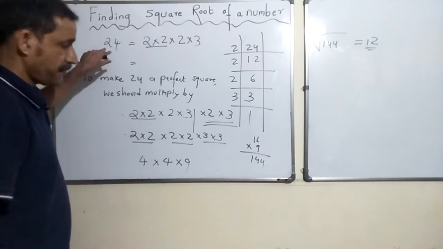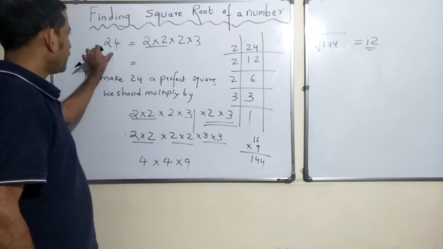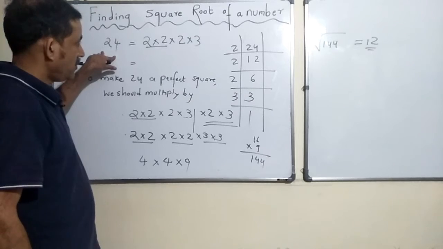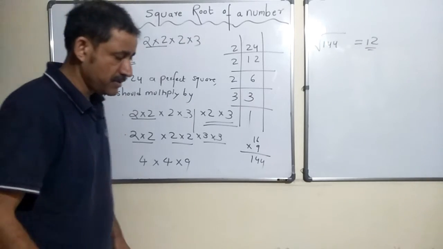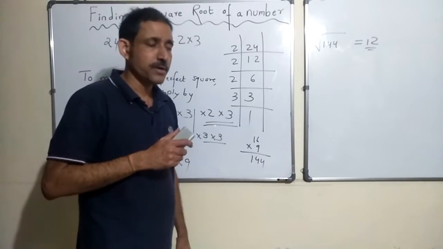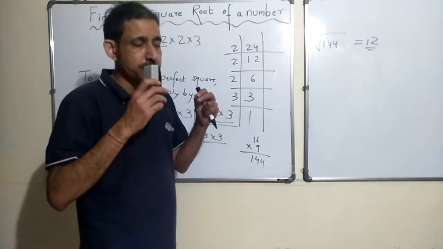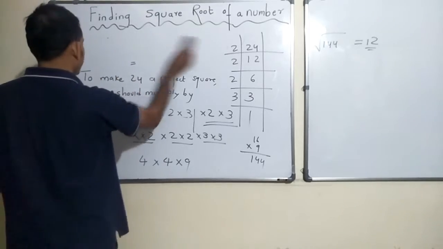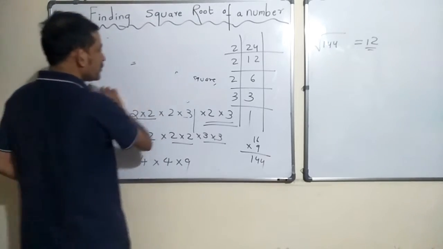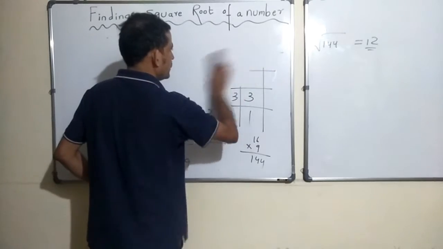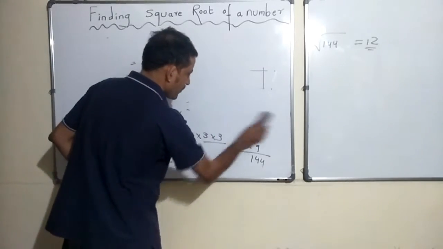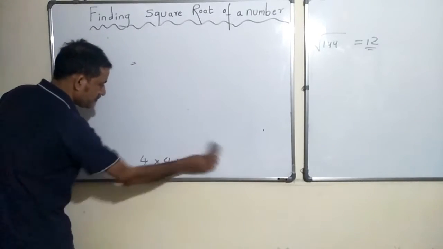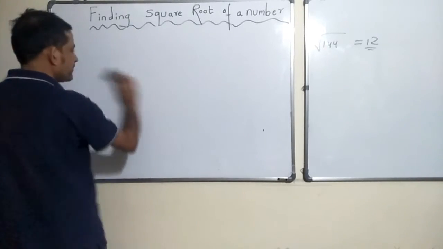Okay, so another question, right? If I am not able to find the square root of 24 using the prime factor method, how can I find the square root of 24? So there is another method, which is the division method. Let's do that. Let's find the square root of 24 using the division method. All right. So a couple of things here.